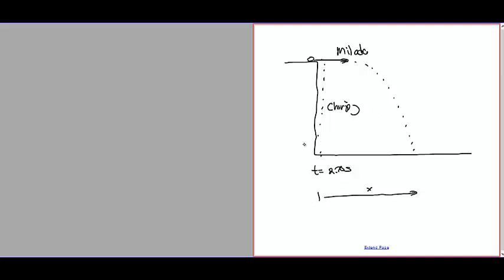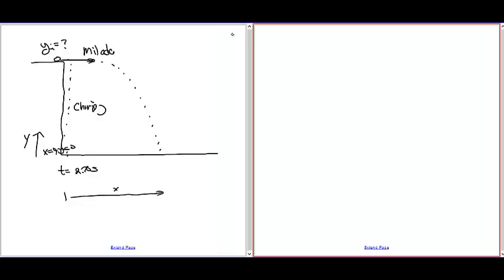So let's define x and y equals 0 down here. So our initial height is going to be something. We don't know what that is. And let's define y up as being positive, and to the right, x being positive. So what we can do is find the time it takes for Chirpy to drop, and then use that time to figure out how far Mulata goes horizontally. So the first thing is the Chirpy part.